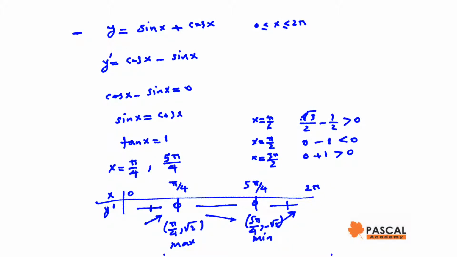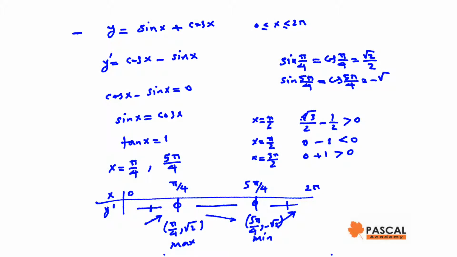Notice that sine of pi over 4 is the same as cosine of pi over 4, and both of them are root 2 divided by 2. Sine of 5 pi over 4 and cosine of 5 pi over 4 both are negative root 2 over 2. In the third quadrant, both sine and cosine are negative.